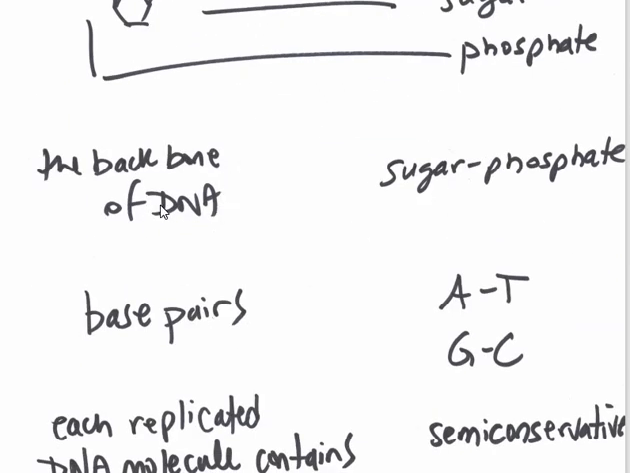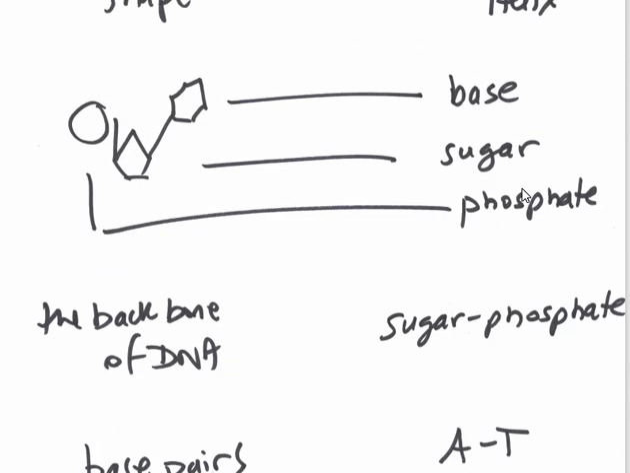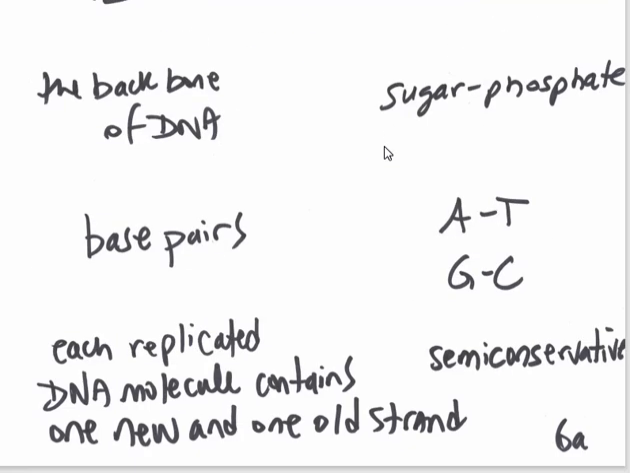The backbone of DNA is made of what? These two. In the middle of the DNA are the bases, and these are the pairs that we find in DNA. Adenine bonds to thymine and guanine bonds to cytosine.